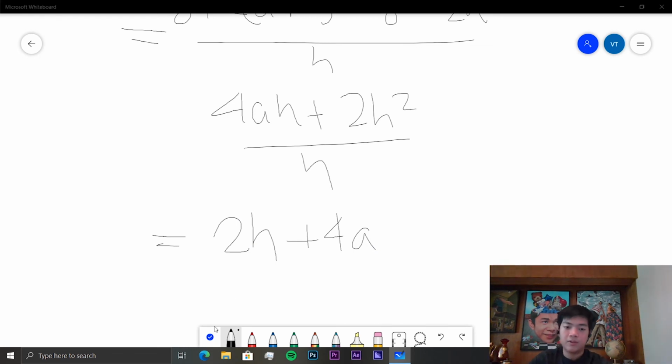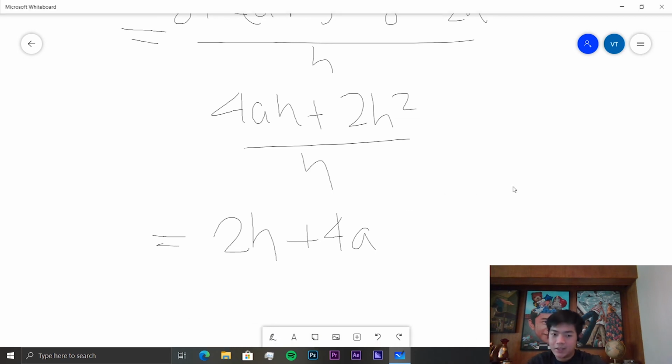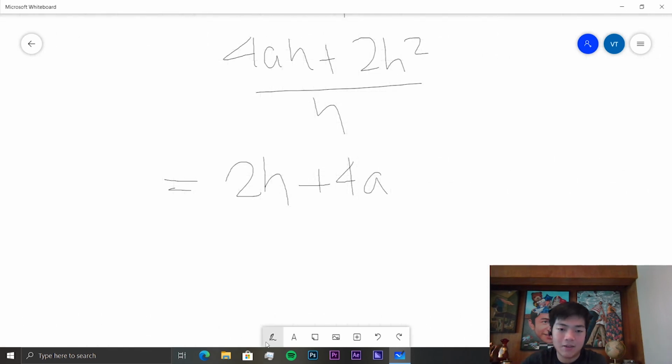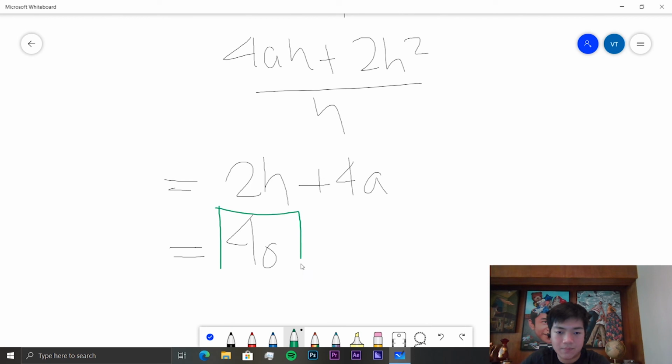And so as h tends to 0, we need to find the instantaneous speed next, which is simply h tending to 0. And when h tends to 0, the instantaneous speed simply tends to 4a. So that will be our answer.